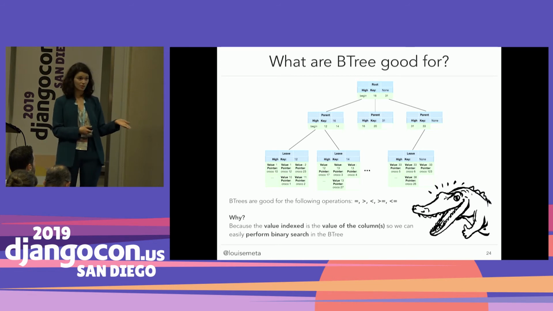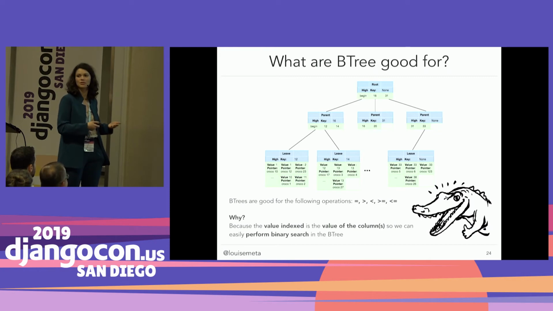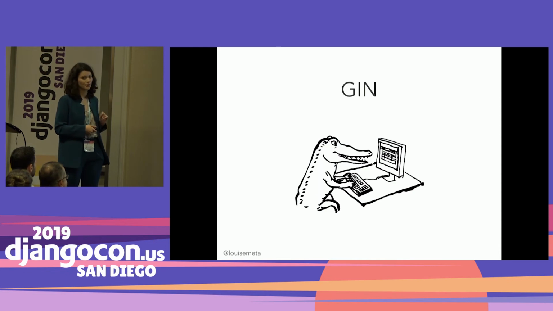So why are Btrees so good? They're very good for anything where you compare data: is it equal, bigger, lower, bigger or equal, lower than or equal? Why? Because you are indexing the value in a structure with a high key, and the high key really matters when it comes to the binary search. That's what Postgres uses to search into the tree. So Btrees are good for almost everything you want to do. Really commonly, you won't need anything other than a Btree. But when you do, there are other types.